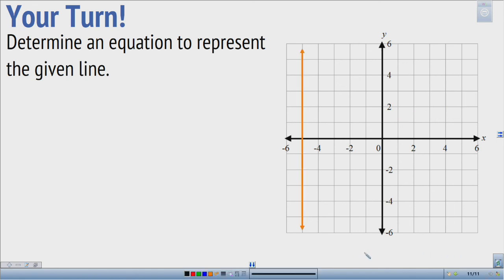All right, you try this one. So we have a vertical line. It's a special form. So I'll leave you to pause the video and try this one. And when you're ready, just unpause.